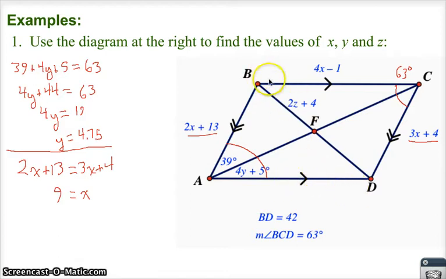BD is 42. Oh, okay. If BD is 42, how does that help us? Well, if BD is 42, I know that each part of this here has to be 21 because F is a midpoint because the diagonals hit each other at midpoint. So 21 is another way to say 2z plus 4. So that's how I'm going to find z. 2z plus 4 equals 21. I'll just crank this one out. 2z, whoa, z is 17. Another fractiony one, z is 8.5. All right.